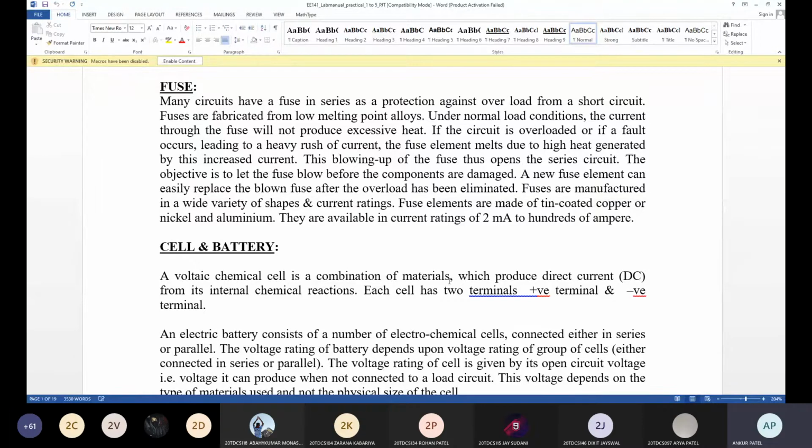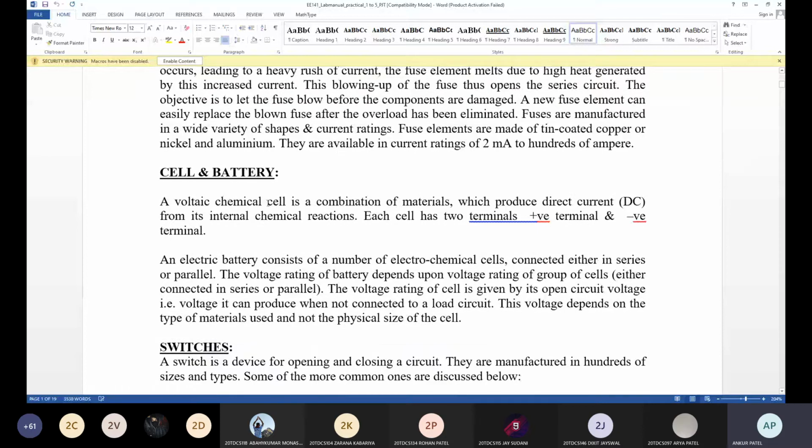But why does it occur? Because of this overloading problem. Because our demand increases, we are not changing our wiring connections or the switches. Already the rating is there, meaning up to that it will give protection. But if the capacity increases, then it is not supposed to save your appliances. So this is a fuse. It is available from 2 milliampere to 100s of amperes.